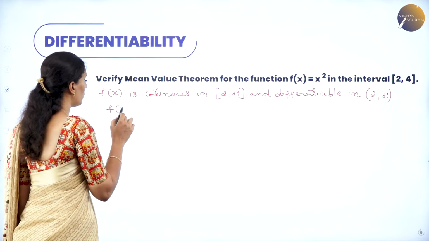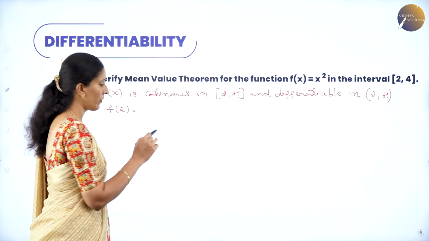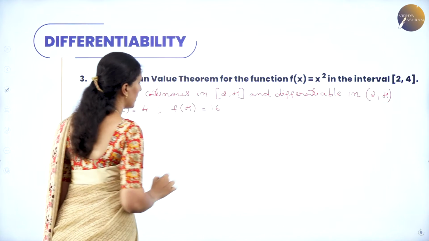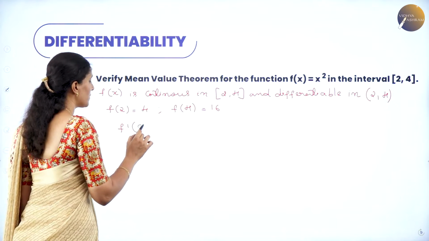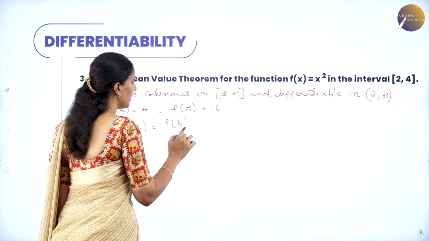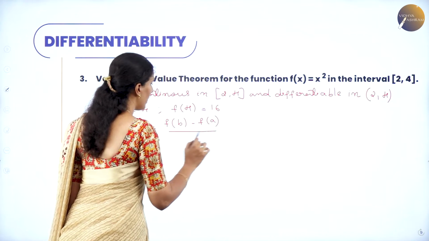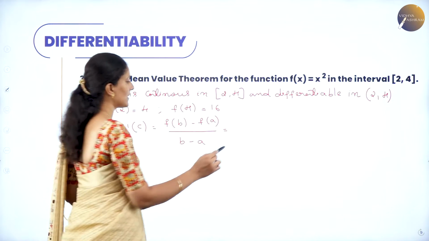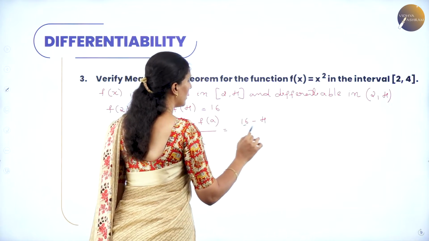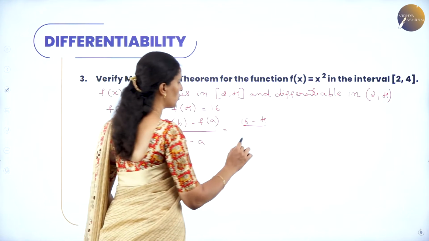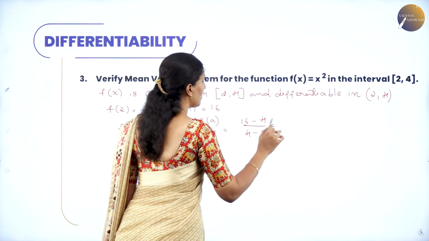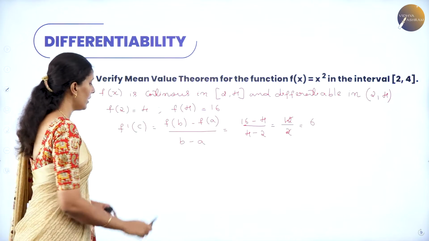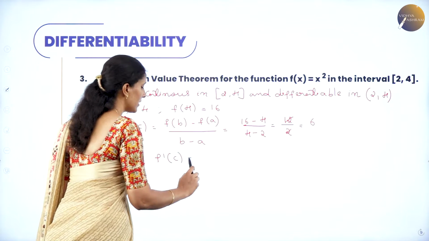So now let's check the functional value of 2 and 4 here. So let's find f of 2. So f of 2 is 2 square which is 4 and f of 4 is 4 square which is 16. So thus f dash of c is equal to f of b minus f of a divided by b minus a. So f of b is f of 4, which is 16 minus 4 divided by, b is 4, a is 2, so 4 minus 2. So 16 minus 4 is 12 by 2, which is equal to 6. Now here f dash of c is equal to 6.